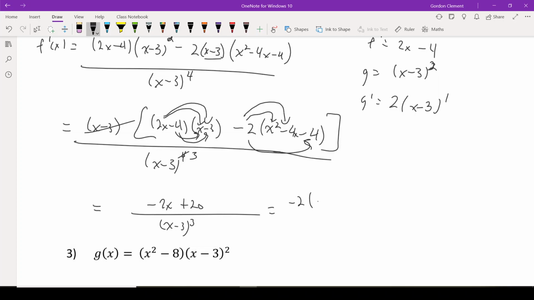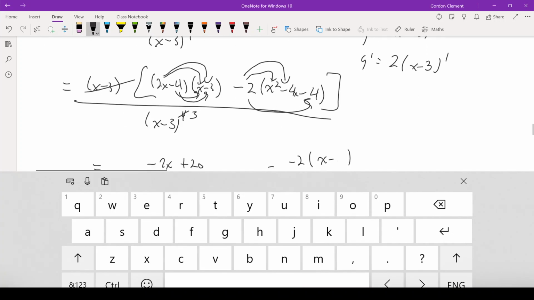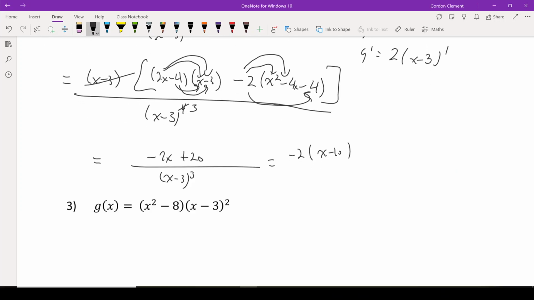I like to factor out that negative 2. And I like to do it correctly and make that a negative 10. Okay, so my critical values are 3 and 10.